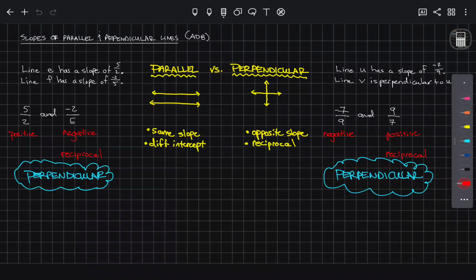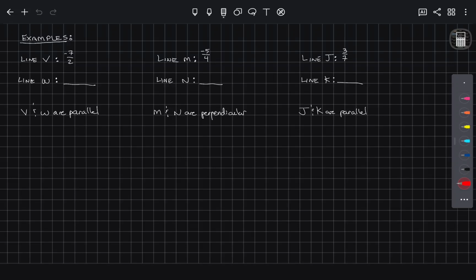That's going to be taking the opposite value of the reciprocal of the slope that you're given. And that's a lot to take in, so let's just go ahead and take a look at that real quick. Line V has a slope of -7/2, and we need to find what the slope of line W will be. And we know that V and W are parallel. Cool. Parallel means it's going to be the same exact slope.